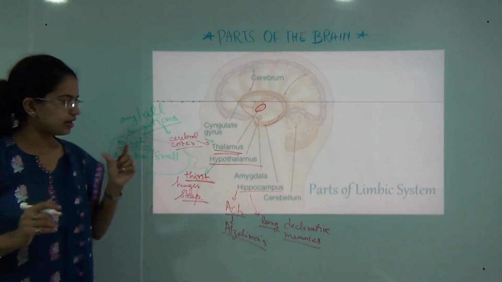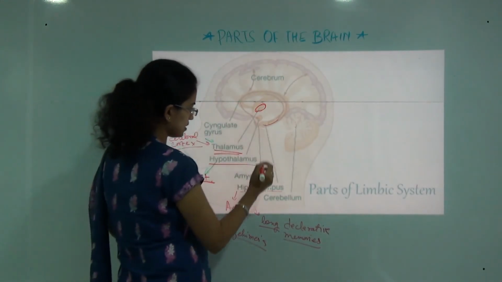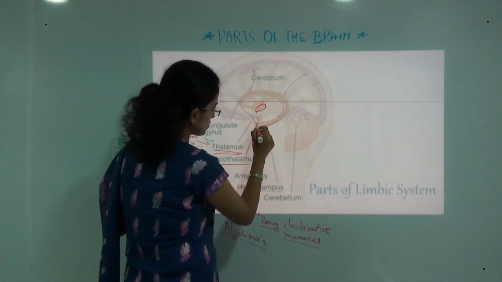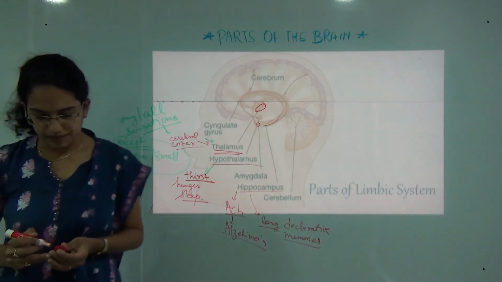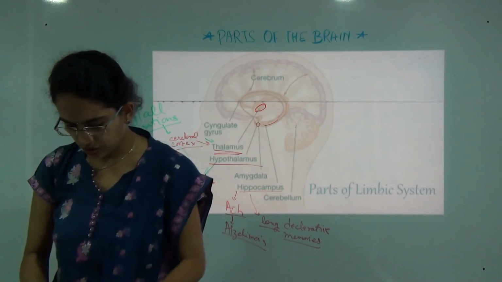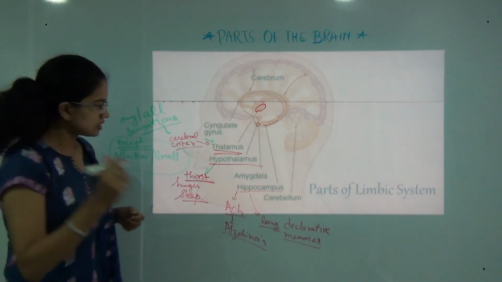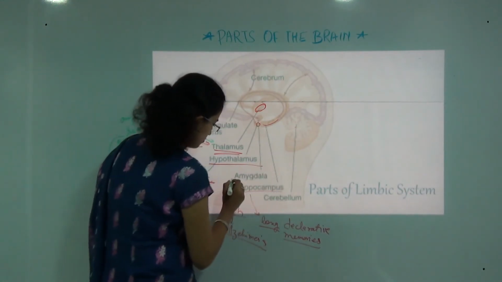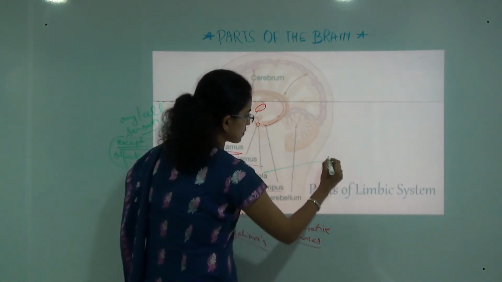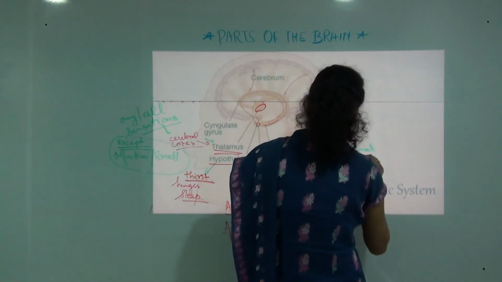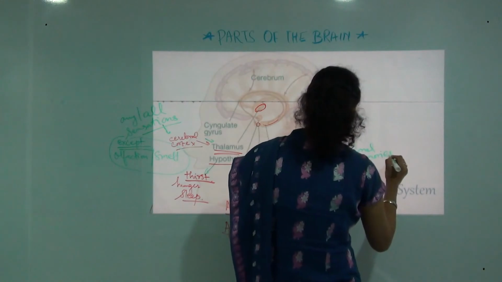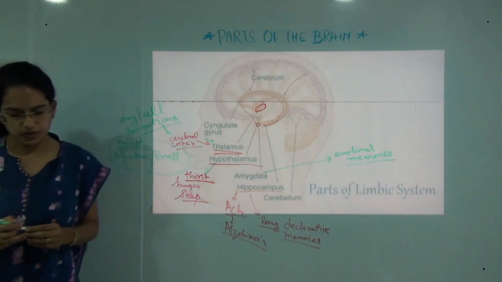Then you have the amygdala. It's almond shaped in structure. As you can see, it's a very small structure, the shape of an almond, known as the amygdala. It's located near the hippocampus. It's important in the formation of emotional memories. So it helps to form emotional memories.